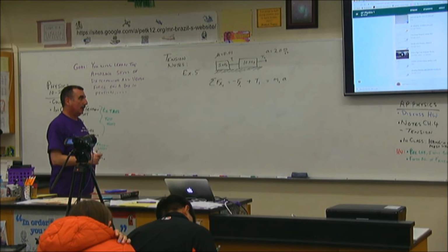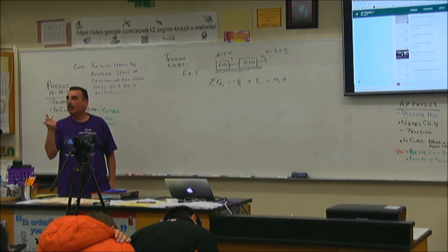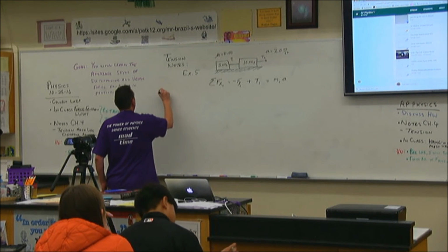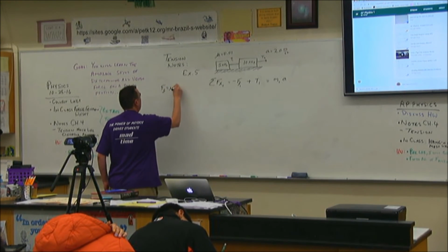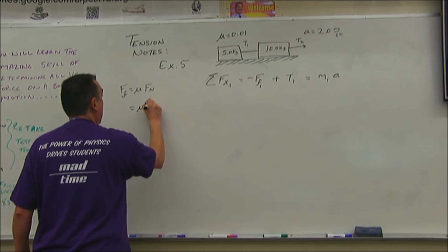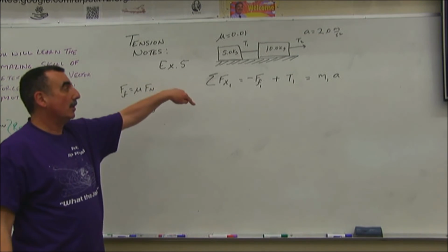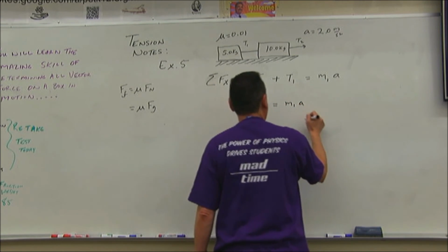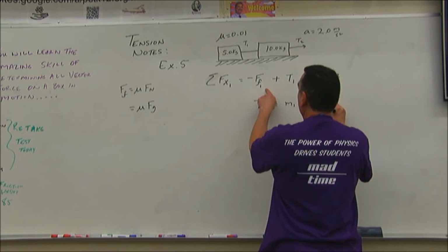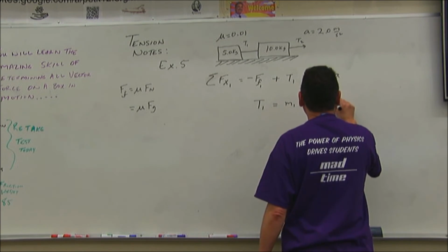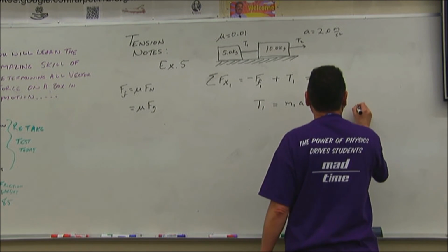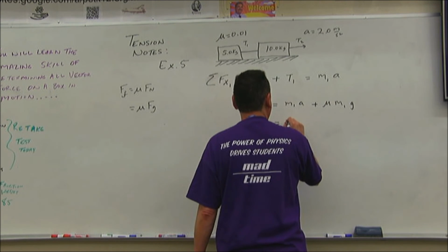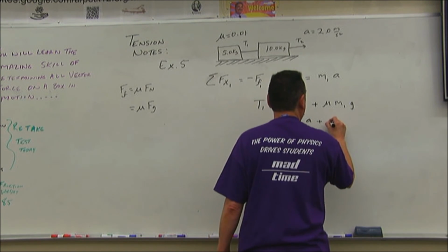All right. What do we need to solve for? What's friction equal to? Everybody's supposed to know the equation of friction. Friction has the equation mu Fn, which is basically equal to mu Fg. So we're going to have to do this for the 5 kilograms. So T1 equals M1A plus mu M1 g. I'm going to factor that out: M1 times A plus mu g.